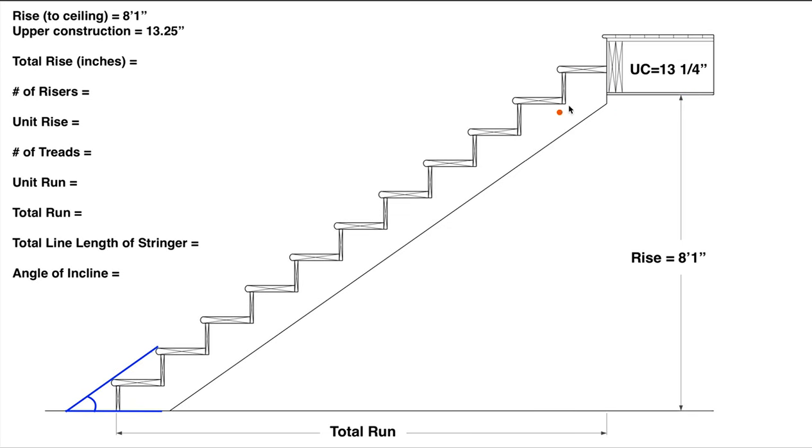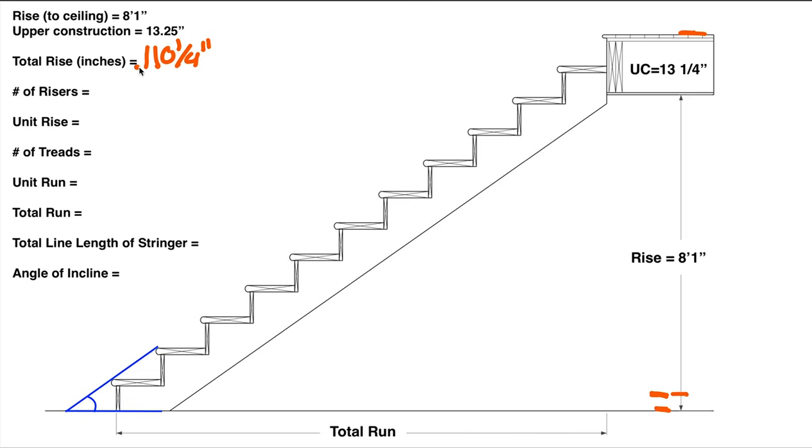When we are measuring our total rise, we do need to take it right to the top of the finished floor and to the finished floor. So if this floor ended up getting built up, we would actually have to measure from the finished floor to the finished floor. So our total rise here, we have 8'1" to the underside of the ceiling plus 13 1/4. That gives us an answer of 110 1/4. Okay, keep it in inches at this stage.